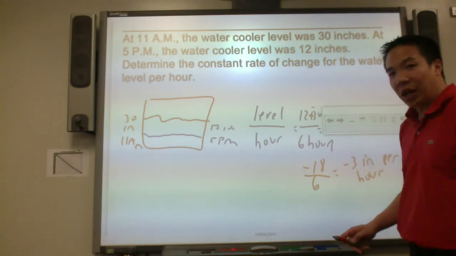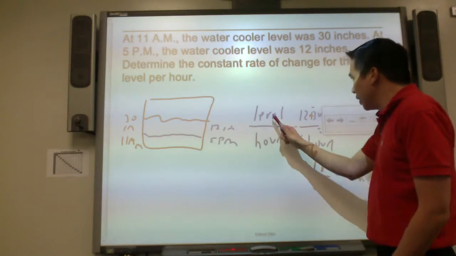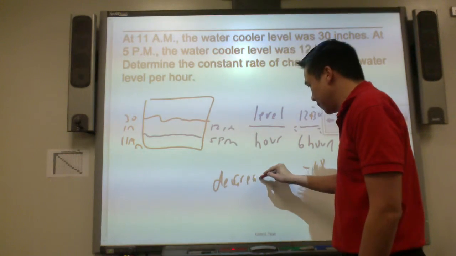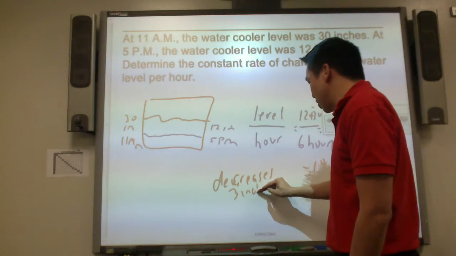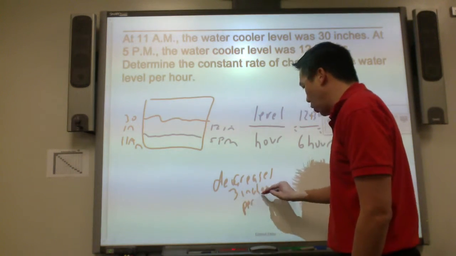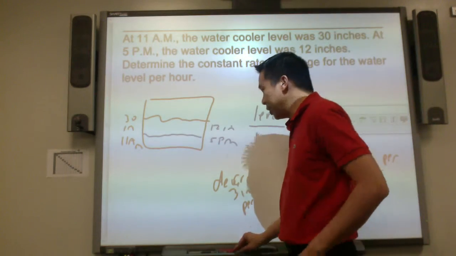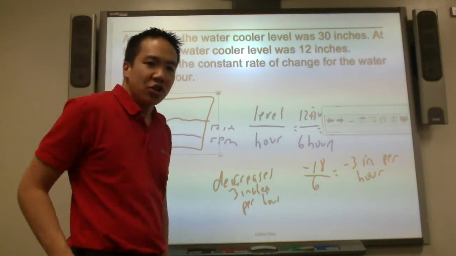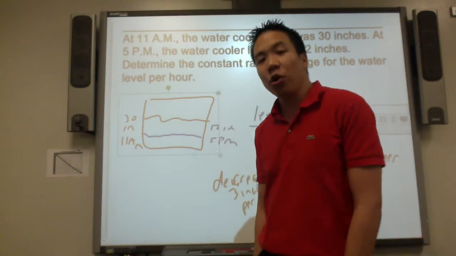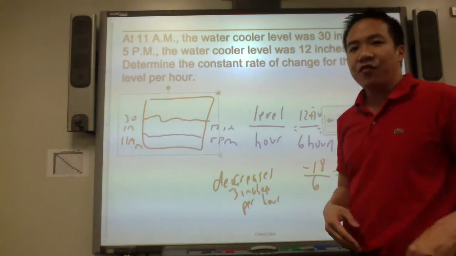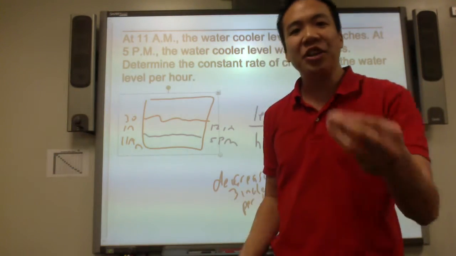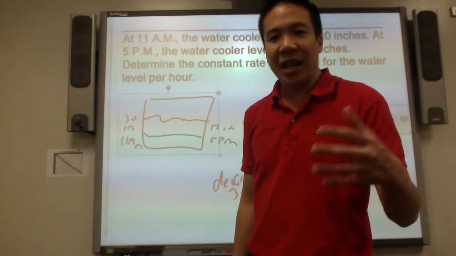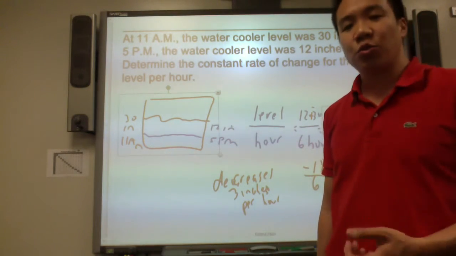Or another way to say it, if you don't want to write a negative, is it decreases 3 inches per hour. Every hour, it goes down 3, a fixed amount. So constant rate of change is shown in a table or a graph or verbally. Can you find how much it is changing by for every unit? And if it's the same amount of change for every unit, then it's called a fixed amount, which is a constant rate of change.